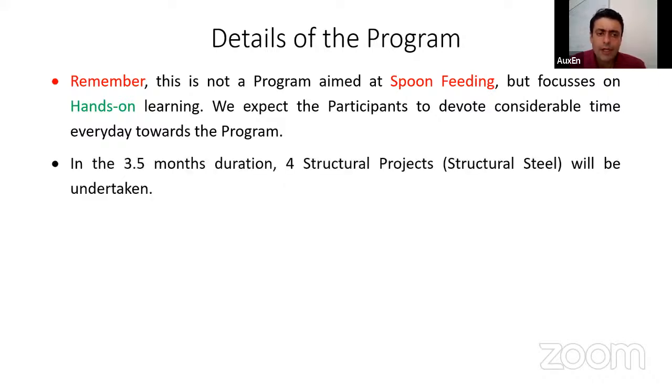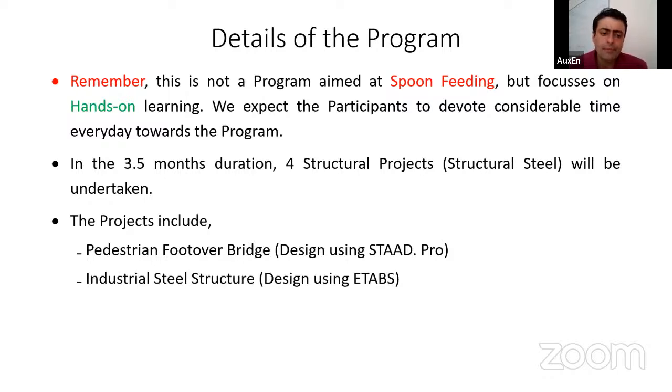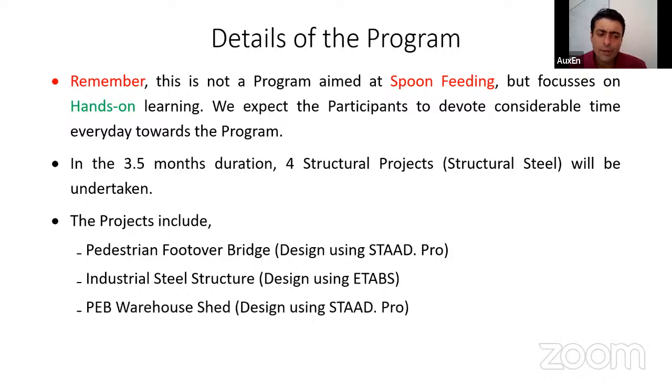In this 3.5 months duration, we are going to take 4 structural steel projects. Now you will see a list of the projects. The first project will be a pedestrian footover bridge, which we will do using StatPro. Then we will do an industrial steel structure, a PEB warehouse shed. And the fourth will be a big hospital building.